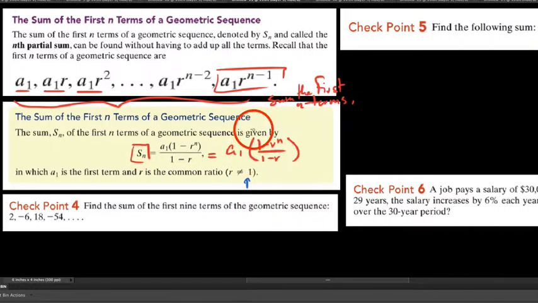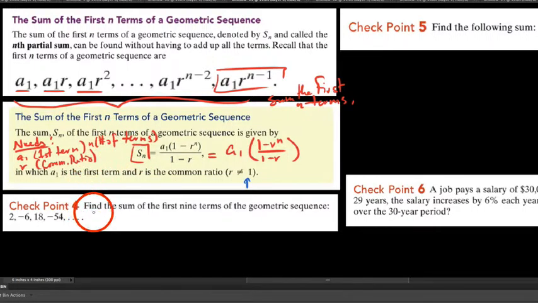So we say our needs: we need to know a1, we need to know r, and we need to know n. So we need to know our first term, common ratio, and we need to know n, which is the number of terms. Now, you have more room to write probably than I do, but I had to squeeze that in there. But if we know these three things, we could find the sum of the first however many terms of a geometric sequence you wanted to find.